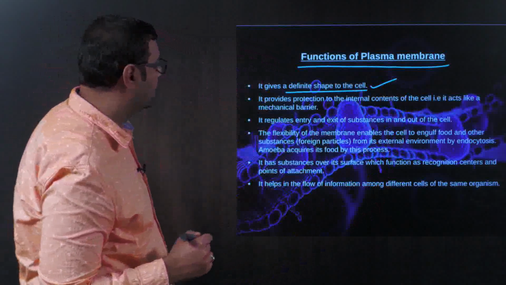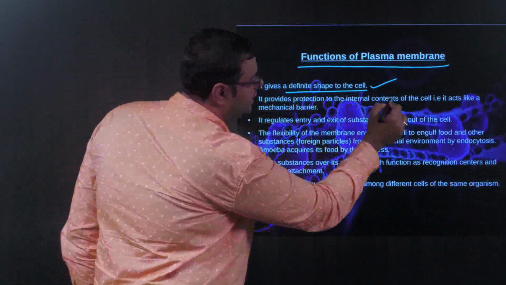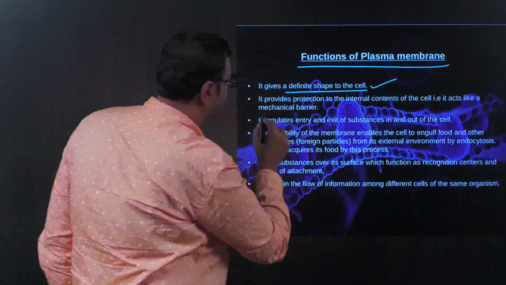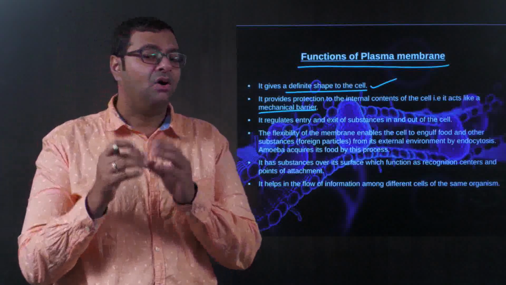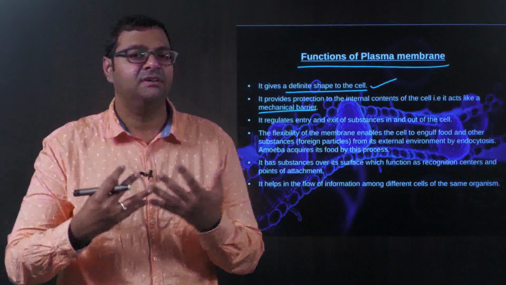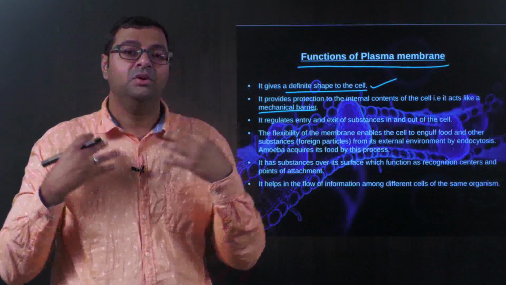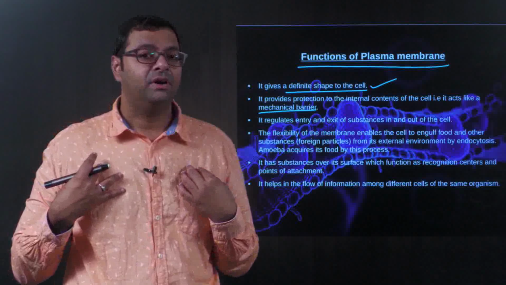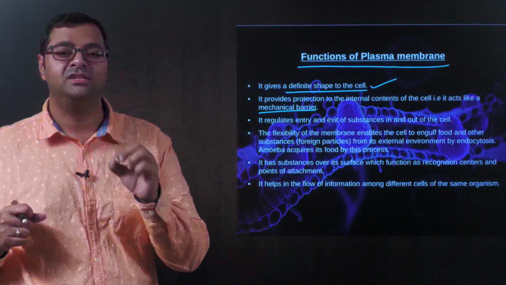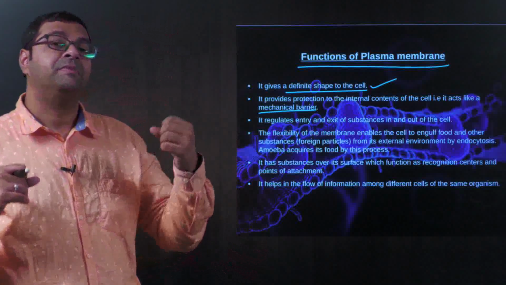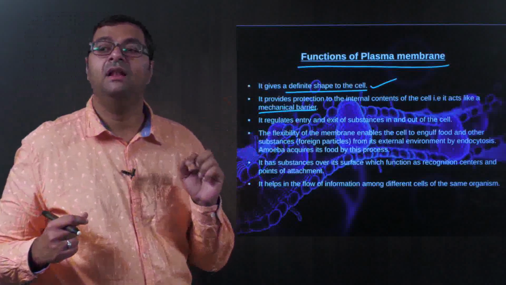All right children. Now coming to the next function. It provides protection to the internal contents of the cell. That is, it acts like a mechanical barrier. Say, for example, if I am taking myself as a living system, internally our body is under tremendous amount of pressure. That pressure is borne by each and every cell in your body. So how is that pressure being borne? It is borne by the plasma membrane. It forms a mechanical barrier.